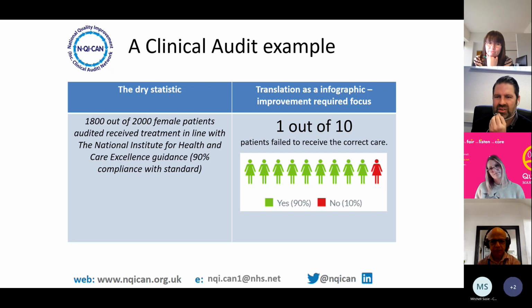So again, I've just genericized that to not get bogged down in the clinical content, but if we're analysing data for improvement, we'll have compliance data that we're looking at against a standard. And that is 2 ways of looking at it. From a patient's point of view, you don't want to be that 1 in 10 that doesn't get the correct care, do you? So a lot of the time in clinical audit, we try and focus on the improvement, getting 100% compliance so that everybody gets the best practice care.